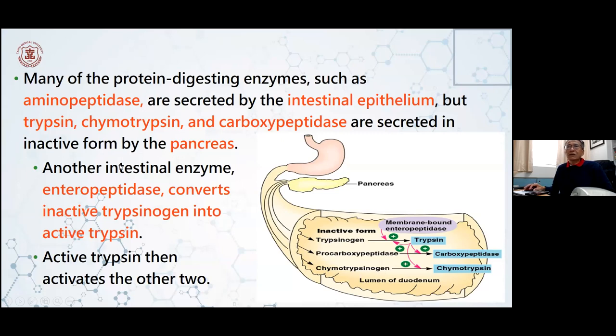So there is another intestinal enzyme called the enteropeptidase. Enteropeptidase is derived from the intestinal walls. So the membrane bound enteropeptidase, this enzyme can catalyze the inactive trypsinogen to the trypsin. And then the trypsin can also induce the procarboxypeptidase to the active carboxypeptidase, and the chymotrypsinogen to the active chymotrypsin, to catalyze the digestion of the protein. Okay, so the active trypsin then activates the other two. So this is the process for the enzyme activation in the small intestine.